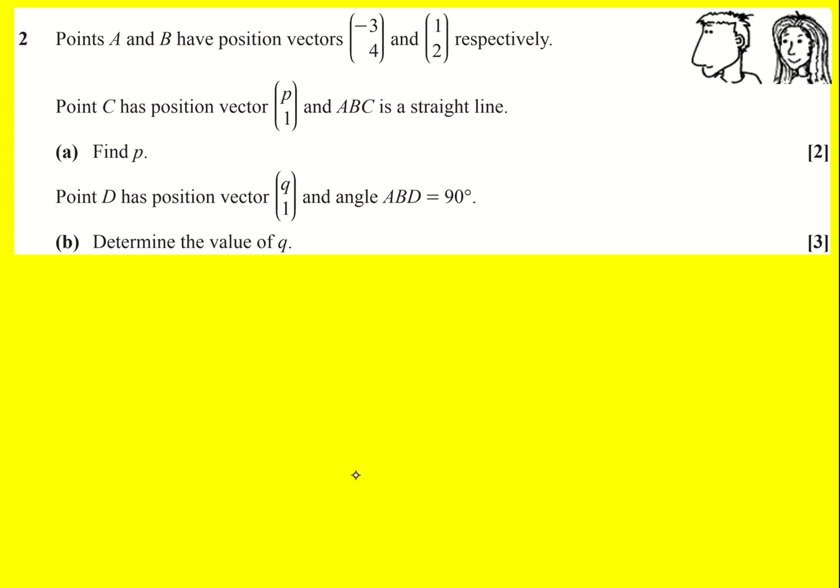A good shout in this question is to draw a sketch of what's going on. So we've got an origin, and then we've got this vector A, which I've roughly put at -3, 4. We can now write it as a coordinate. And then B is 1, 2.